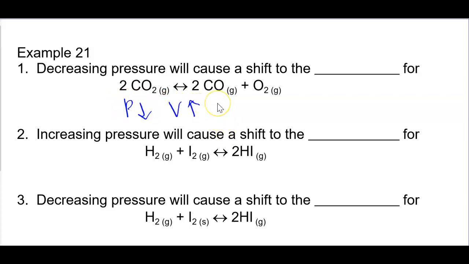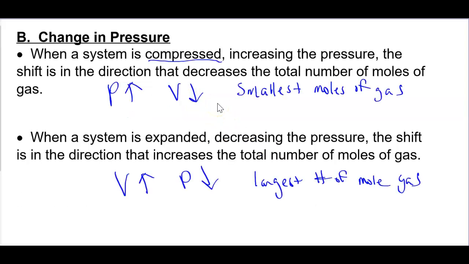And we know, so let me go back for just a moment, something that I meant to point out. Volume does the same thing in a sense that the way we shift. So if your volume decreases, so getting smaller, smallest number of moles. Volume goes up, you're going to look to the side with the greatest number of moles of gas. So you can think of the fact that pressure and volume are inversely related, oppositely related.